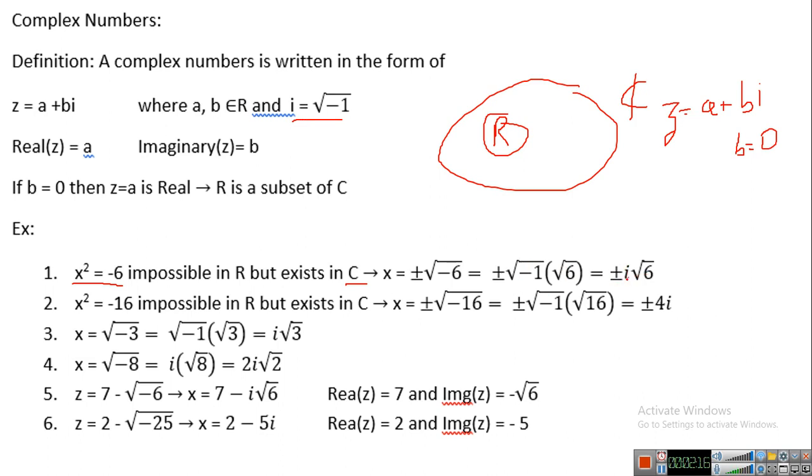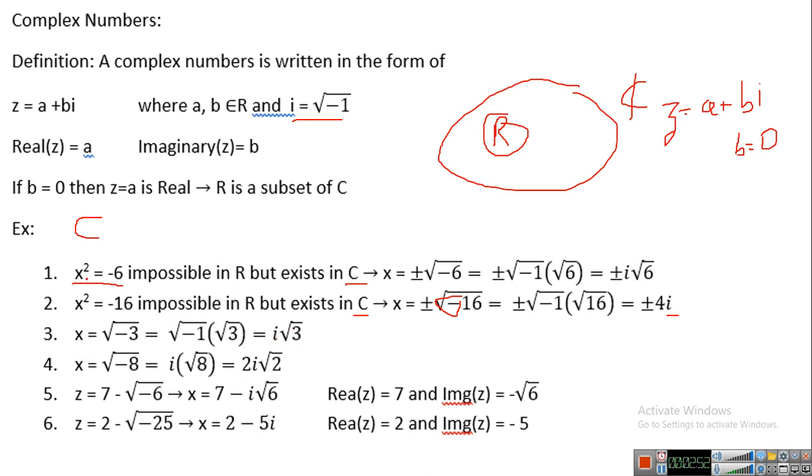Always, i is called imaginary. Imaginary means complex. If x squared = minus 16, it's impossible in R, but it exists in the complex set. If you remove the square, same story, plus or minus radical minus 16. So radical minus 1 that you have here is i, and radical 16 is 4, so it's plus or minus 4i. Radical minus 3, suppose we're working in the complex set, so x = radical minus 3, directly it's i radical 3.